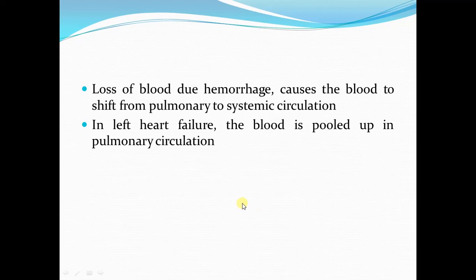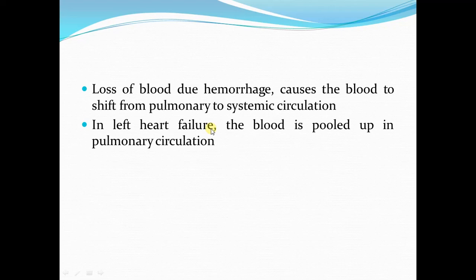Similarly, when there is loss of blood from systemic circulation, like due to hemorrhage, the blood volume in the systemic circulation is decreased, and this causes the blood to be shifted from the pulmonary circulation to systemic circulation. While in case of heart failure, that is the left heart failure, or if there is increased resistance at the mitral valve due to stenosis of the mitral valve, the blood is pooled up in the pulmonary circulation. So this is opposite to what we just discussed.